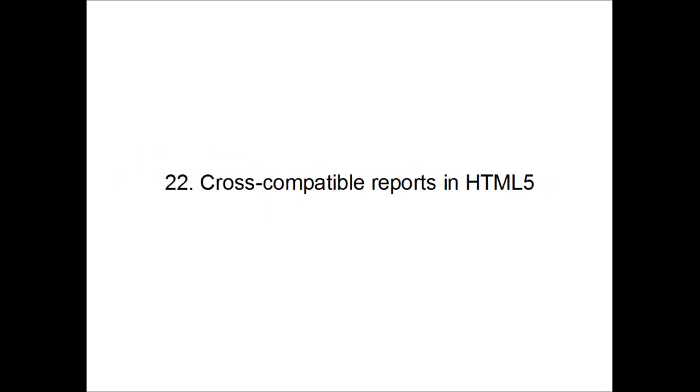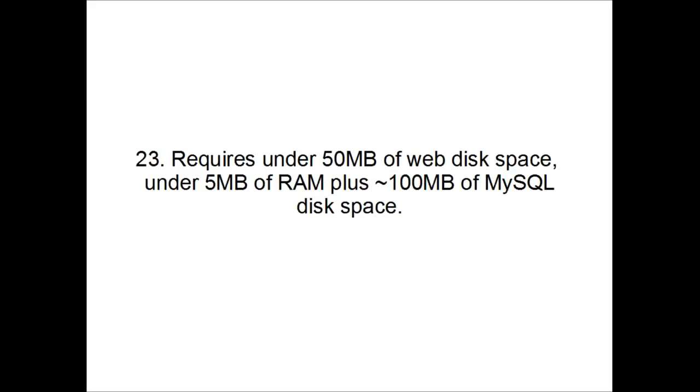Number 22, it's cross-compatible with different browsers because the reports that Keyword Swarm generates are in HTML5, meaning you can open them even on your smartphone. Number 23, the software is very easy on your server. It requires under 50 megs of disk space, under 100 megs of MySQL space, and just 5 megabytes of RAM.